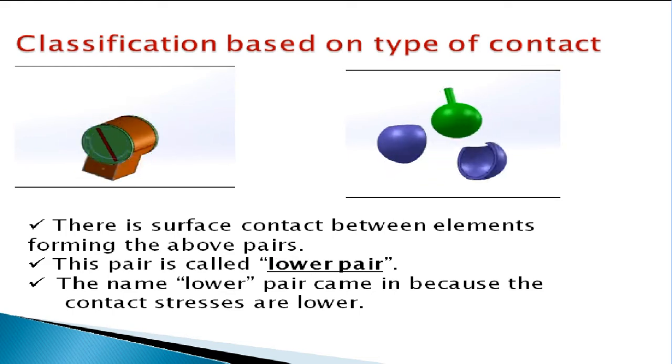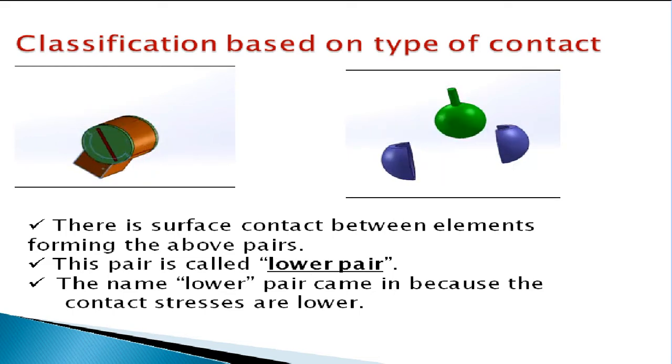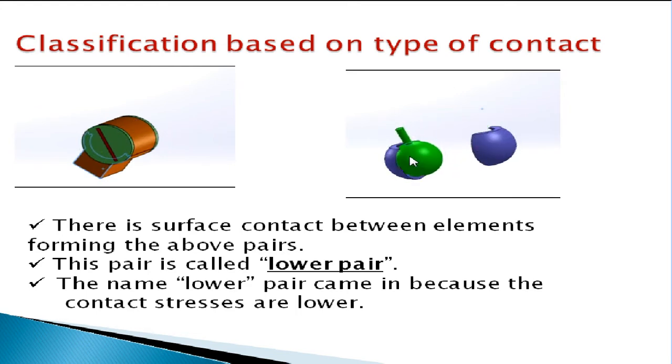The same is the case here. In the case of this spherical pair, once the sphere comes and stays in here, see what kind of contact is occurring. The contact is along a spherical surface. Because the contact area is more, the stress is lower. So you call it a lower pair.